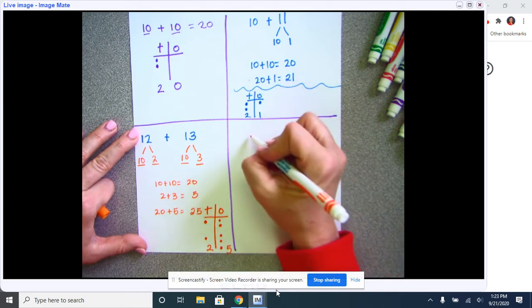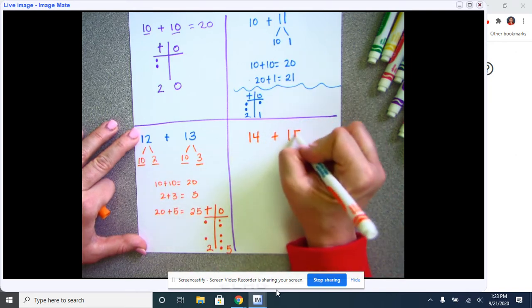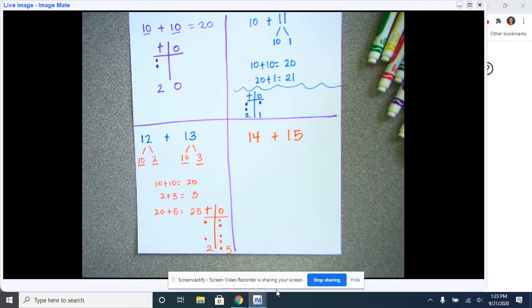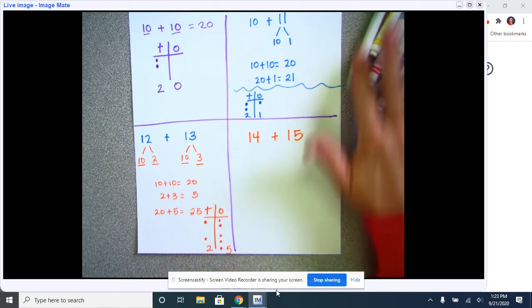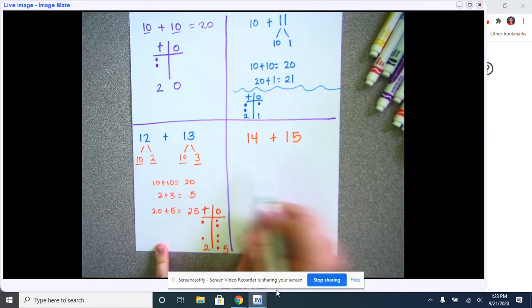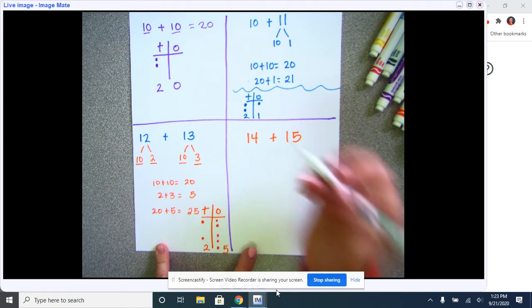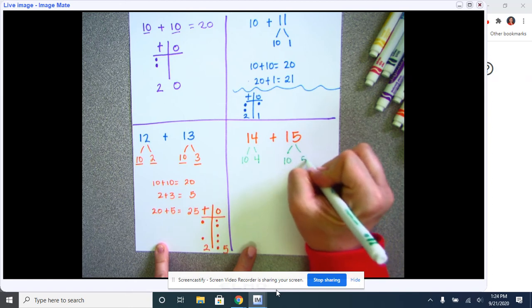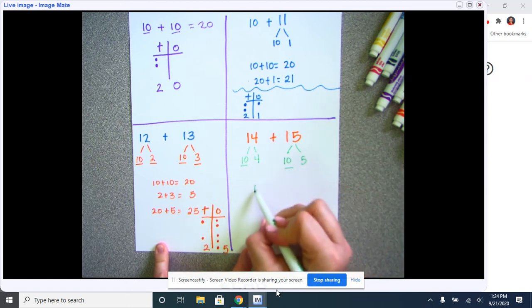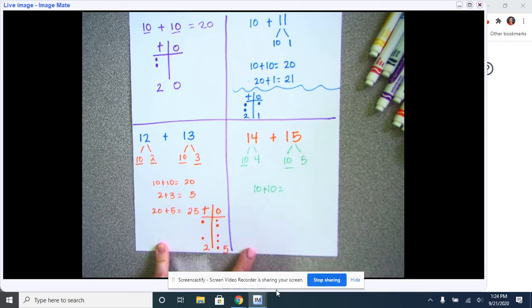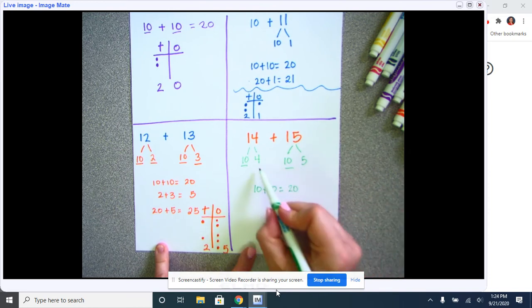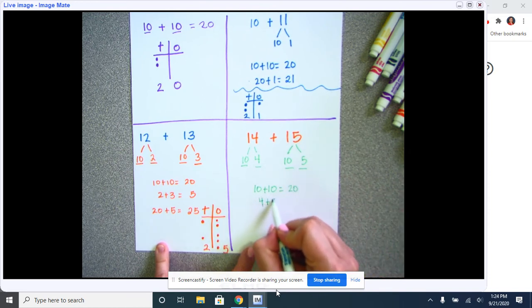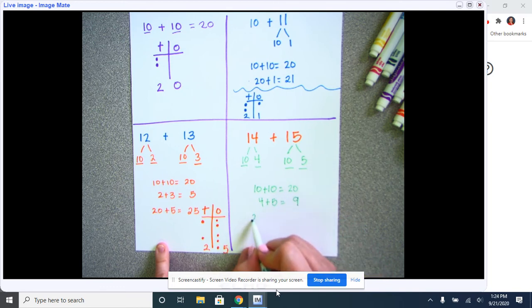All right, our last one is 14 plus 15. So pause the video and see if you can solve this one. All right, if I was solving this, I would definitely break it into tens and ones. So in my brain, I would do 10 and 4, 10 and 5. Then I would add 10 plus 10 equals, we've done it several times, 20. And then 4 plus 5 is 9. 20 plus 9 is 29.